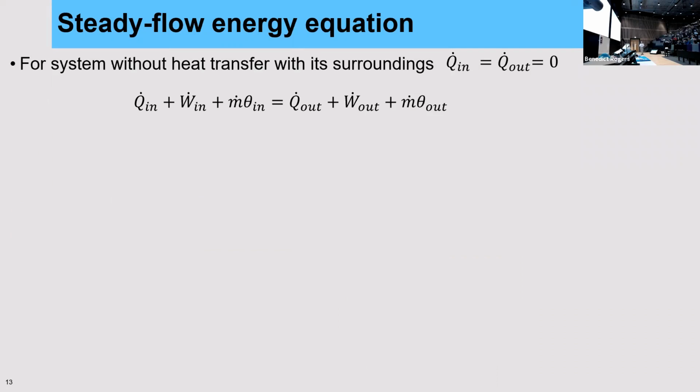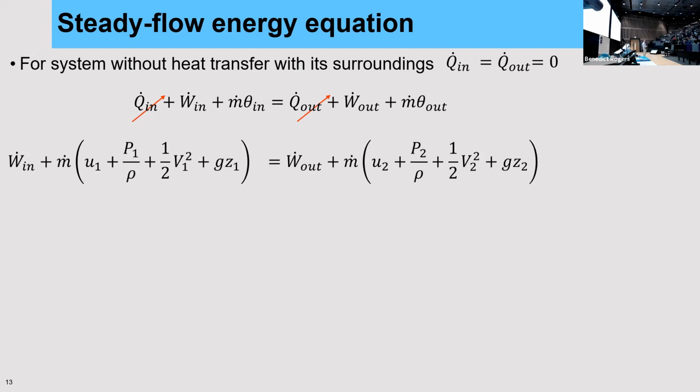Let's keep going. We're making progress. So we said that for a system without heat transfer to its surroundings, that means it's adiabatic, the Q in dot must be equal to 0 and the Q out dot must be equal to 0, because that's our rate of conduction. But it's adiabatic, so we can say that's equal to 0. So those two terms in that equation, we can remove them. They cancel out.